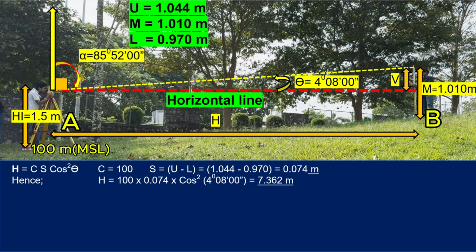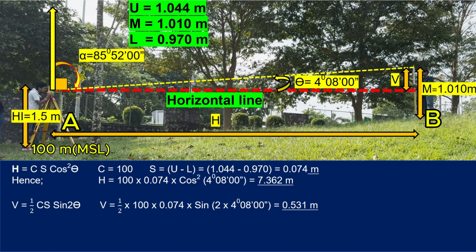And the vertical difference. The vertical difference is the difference between the horizontal line and the middle hair reading. So that is V. So V is given by half into C S sine 2 theta. Accordingly, half into 100 multiplied by 0.074 multiplied by sine 2 times 4 degrees 8 minutes 0 seconds. The answer is plus 0.531 meters.